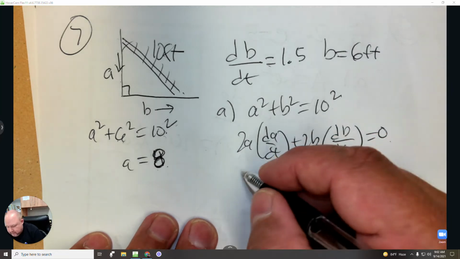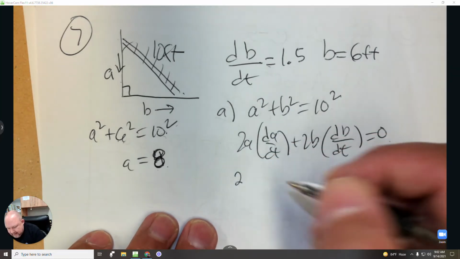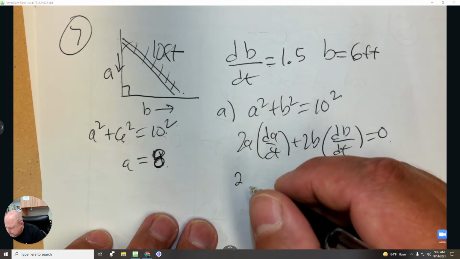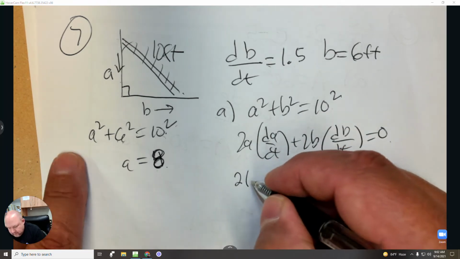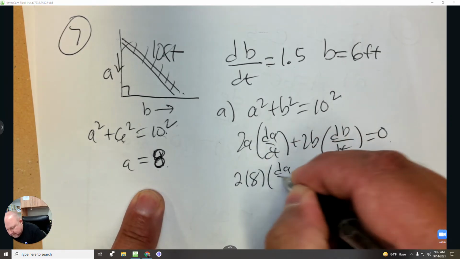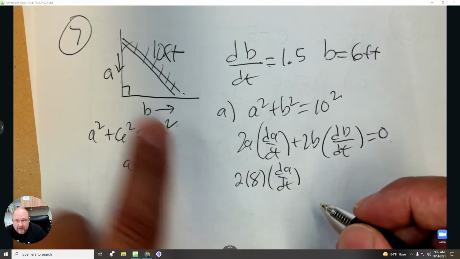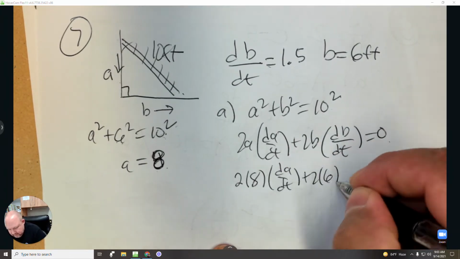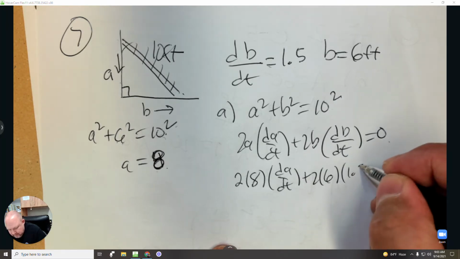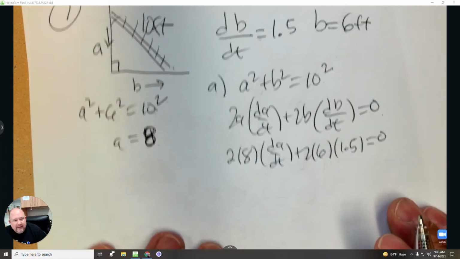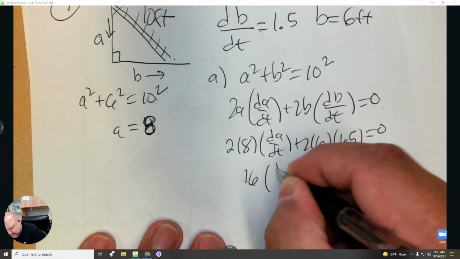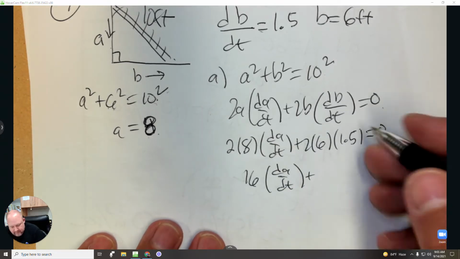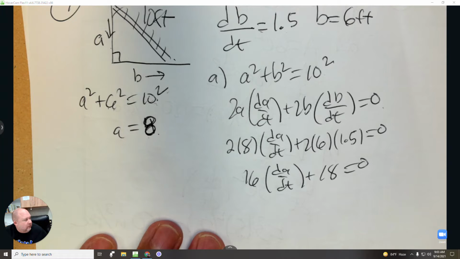Then put in the values. A is 8. We're looking for this. This answer should be negative because it's getting shorter over time. B is 6, and the rate for B is 1.5. And that's what I'm going to answer. So this is 16 times dA by dt, equals negative 2 times 6 times 1.5, which is 12 times 1.5, that's 18. Subtract 18.